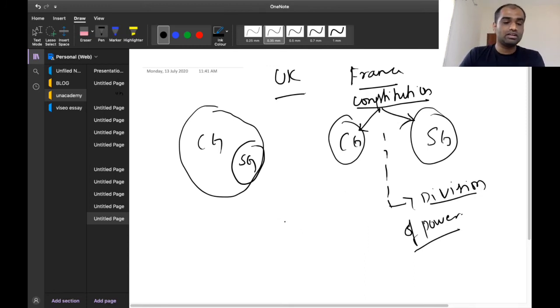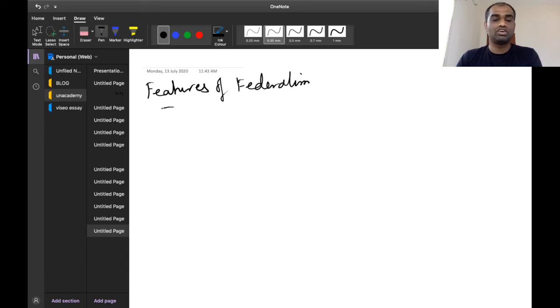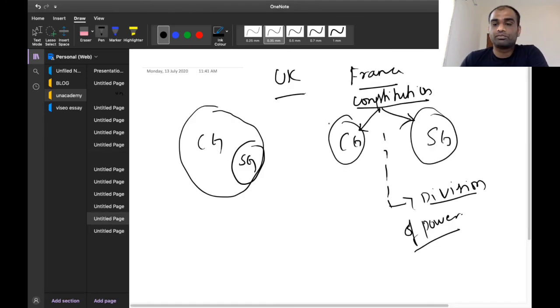So looking at this diagram, you can tell what the features of federalism are. What does it say? These two entities have to be kept independent by means of a principle called division of power. This division of power has to be guaranteed by a document called the Constitution.